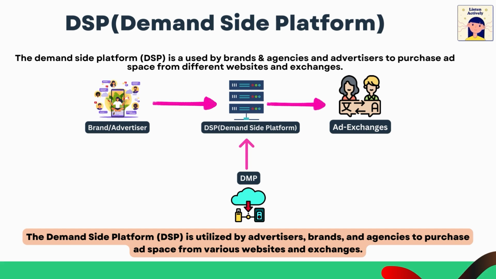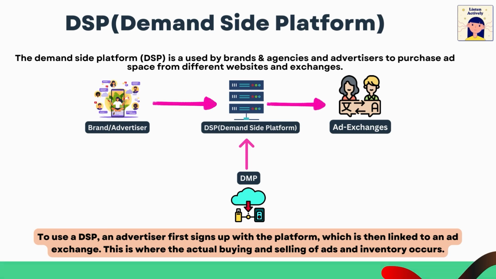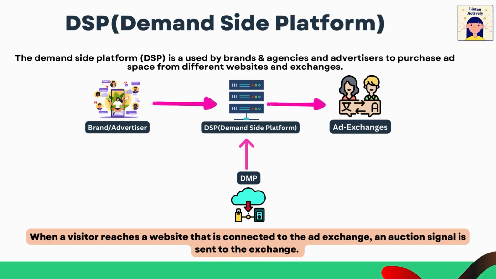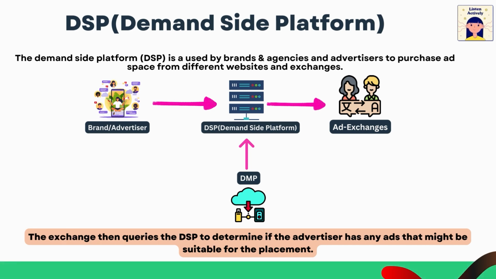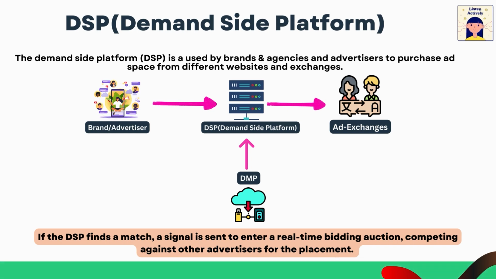The demand-side platform, DSP, is utilized by advertisers, brands, and agencies to purchase ad space from various websites and exchanges. To use a DSP, an advertiser first signs up with the platform, which is then linked to an ad exchange. This is where the actual buying and selling of ads and inventory occurs. When a visitor reaches a website that is connected to the ad exchange, an auction signal is sent to the exchange. The exchange then queries the DSP to determine if the advertiser has any ads that might be suitable for the placement.